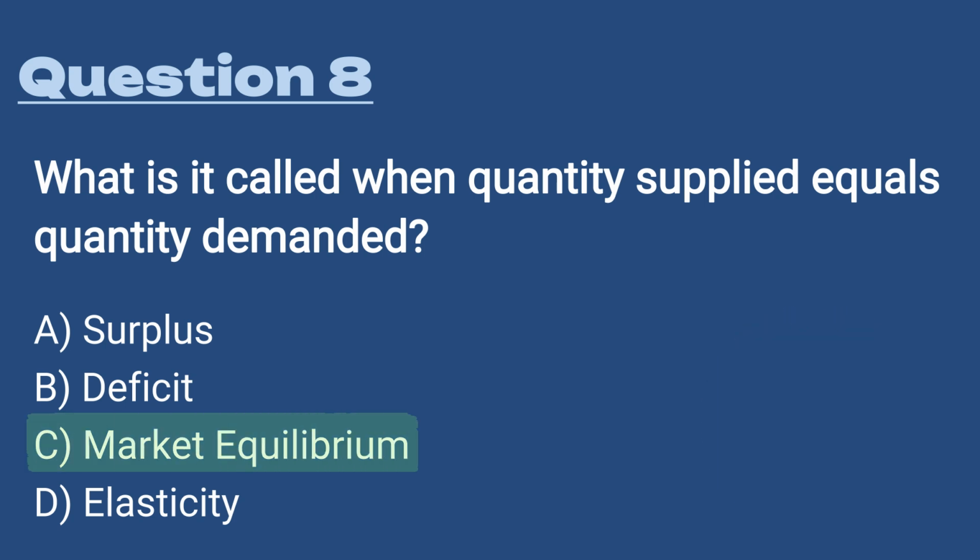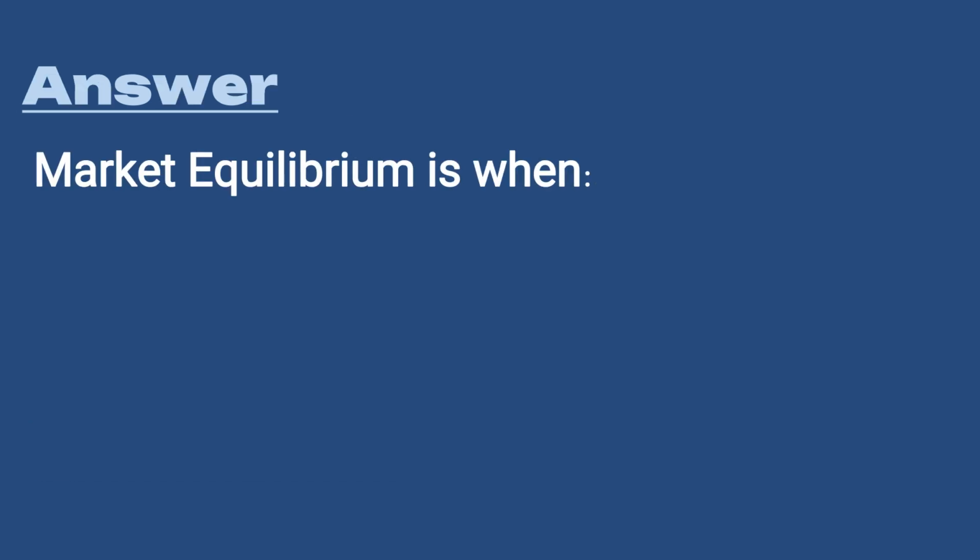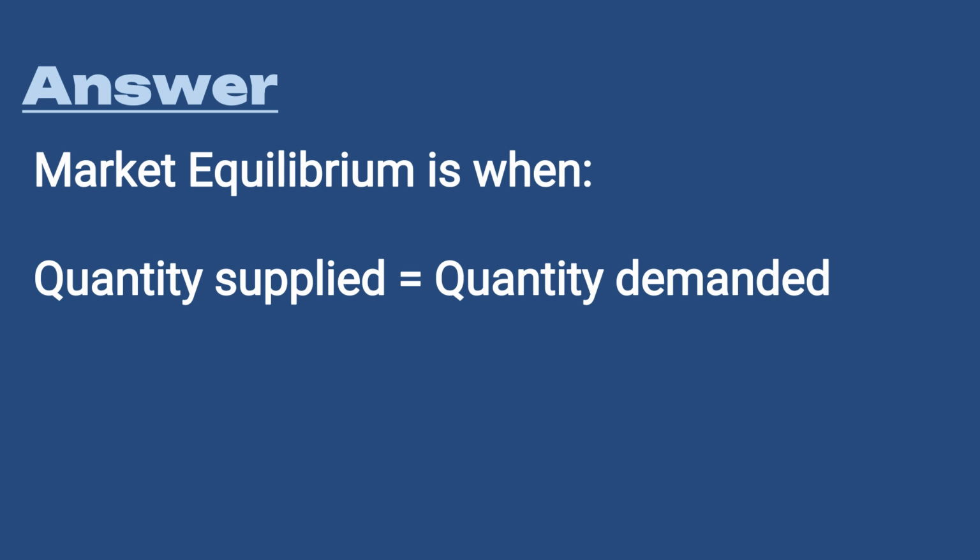The answer is C, market equilibrium. Market equilibrium is when quantity supplied, what is brought to the market, equals quantity demanded, what is demanded out of the marketplace. This is when you are living in economic harmony.